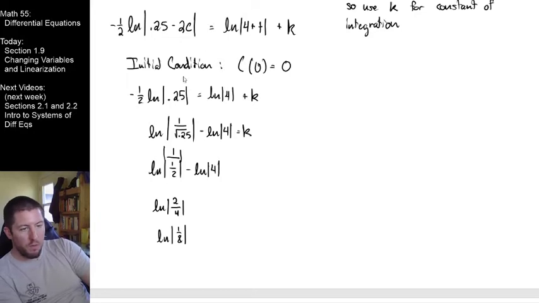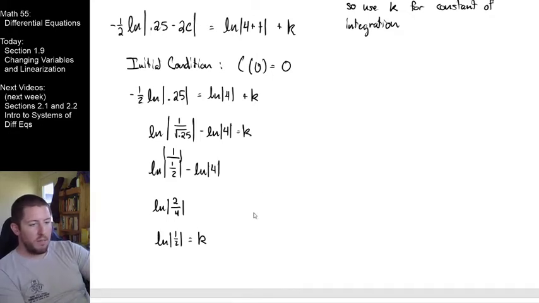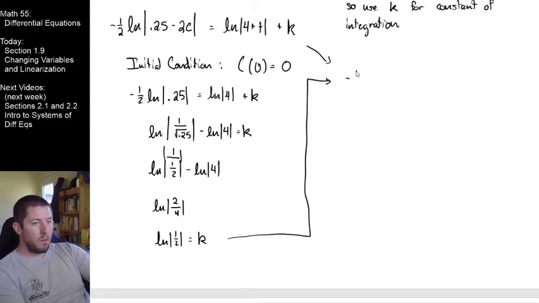So this should really be natural log of 2/4, which we can write as natural log of 1/2 equals k. So I've got my constant of integration solved for based on my initial condition now. Now we just gotta go solve for c. Now we're just doing a bunch of natural log math here.